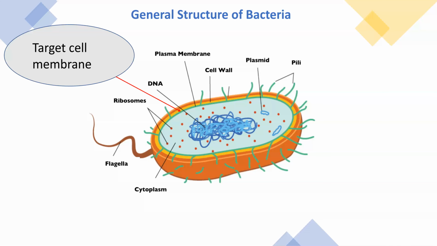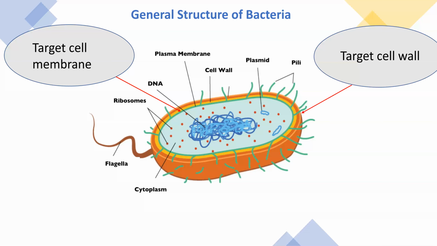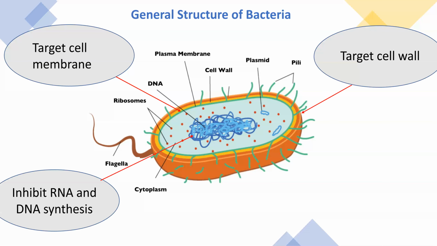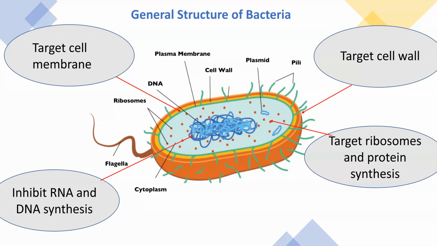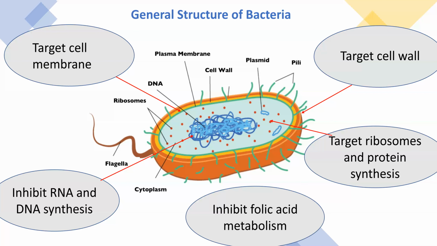So antibiotics can target the cell membrane. They can also target the cell wall. They can inhibit RNA and DNA synthesis. Additionally, antibiotics can target ribosomes and protein synthesis and also inhibit folic acid metabolism.